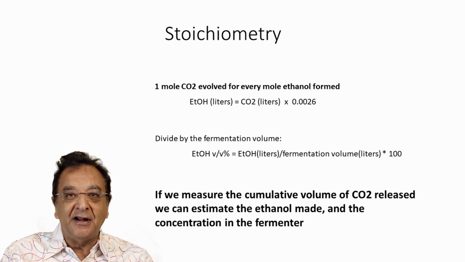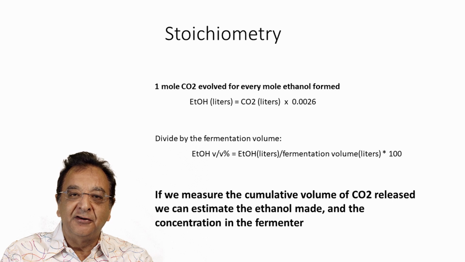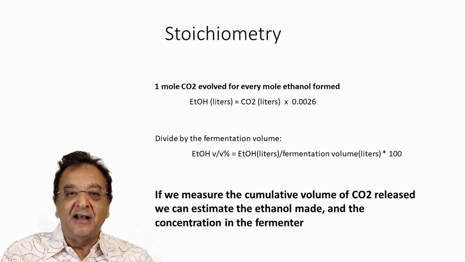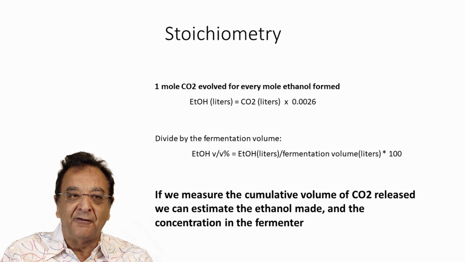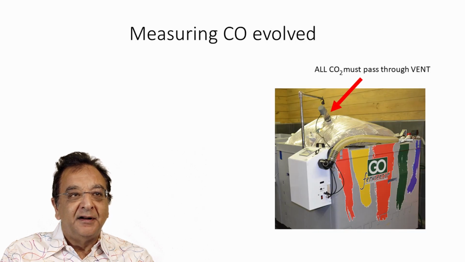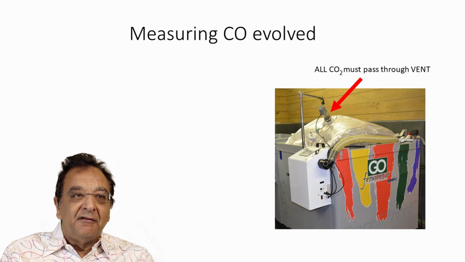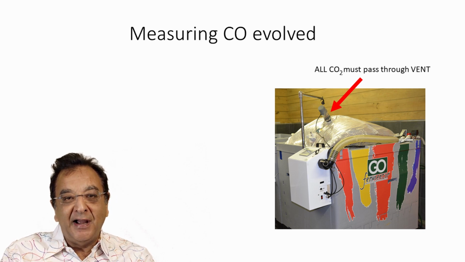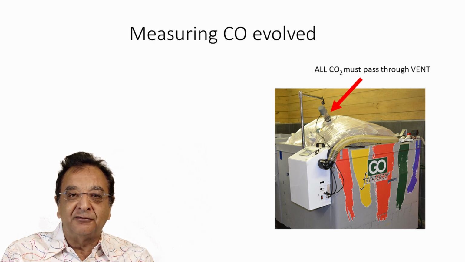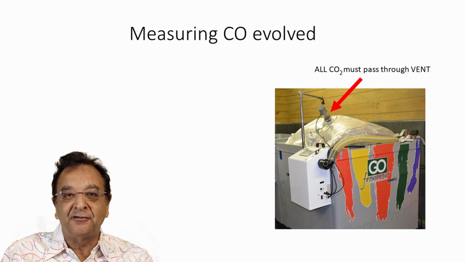So let's look at that data I showed you earlier, where I showed you the CO2 evolution. Let's feed that data into our program, and it will generate the estimate of ethanol from the cumulative concentration of CO2 released during the whole fermentation. Now, before we go to that, our system is unique. We do our fermentation, as you know, in bags. These bags only allow the vent gases to go out through a single orifice, the vent valve. All the CO2 must pass through this vent valve.